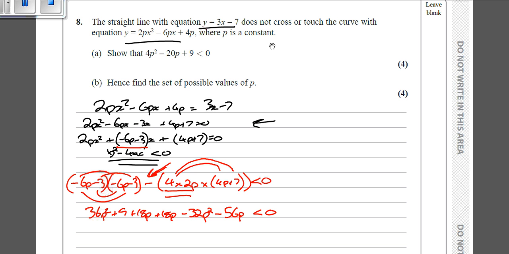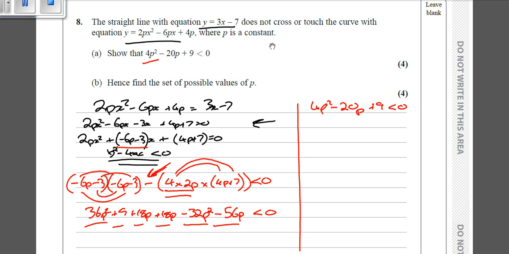is less than 0. So then 36p squared, take away 32p squared, is going to be 4p squared, which is what we've got here. 18p plus 18p is 36p. Take away 56p: 36 take away 56 is going to be minus 20p. Then you've got plus 9 and nothing else there, so plus 9, and that's going to be less than 0. And that's how you end up with that quadratic inequality, which isn't straightforward.